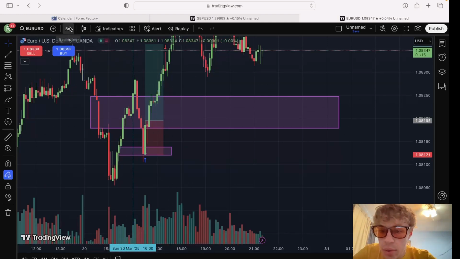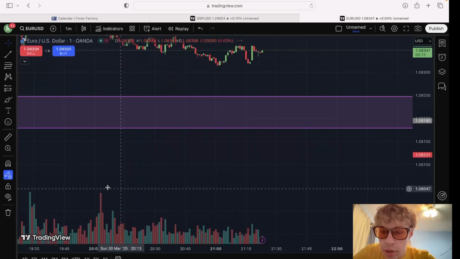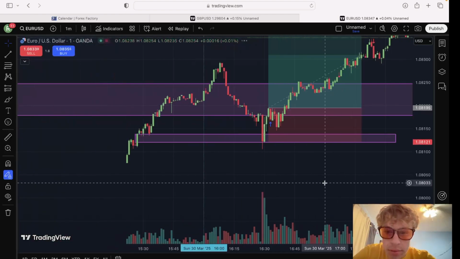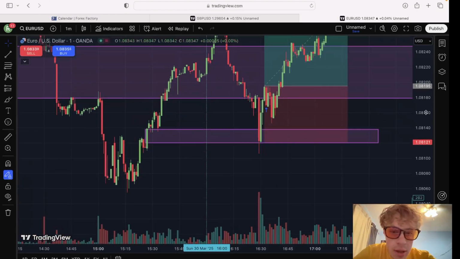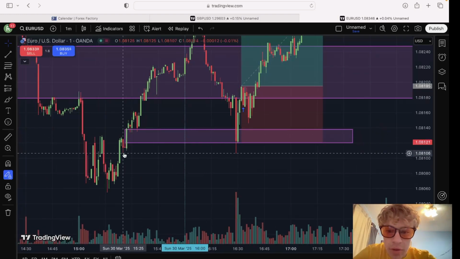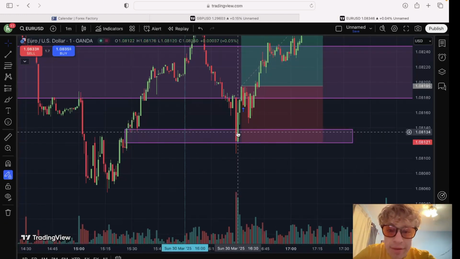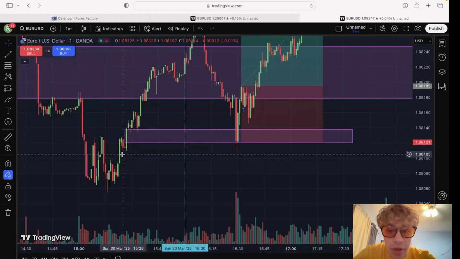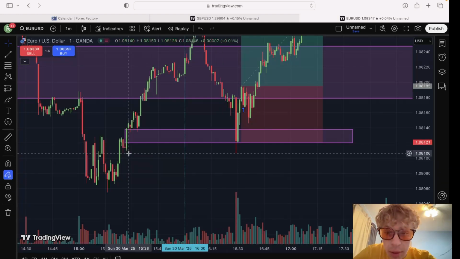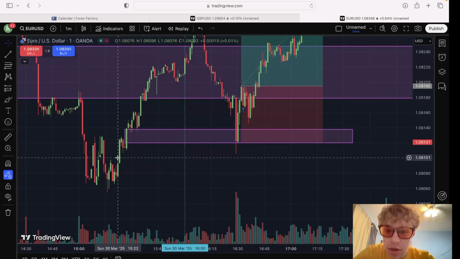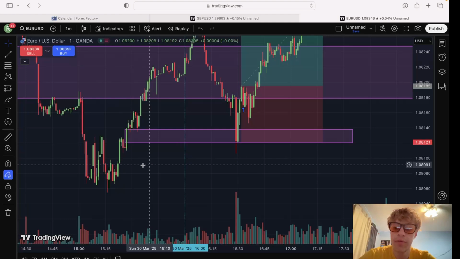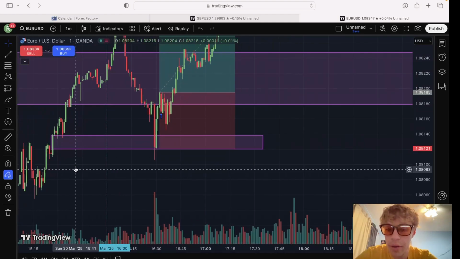I scrolled into the 1 minute, right? Boom, 1 minute. We had this 1 minute fair value gap that technically was respected. We then had these 1 minute lows get swept. Did we get them officially? Yes, we get these 1 minute lows swept and this 1 minute fair value gap get filled as well.